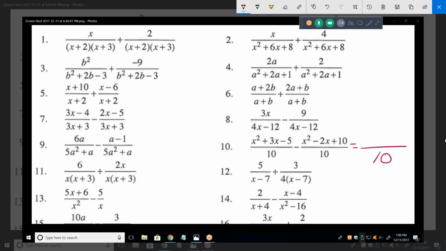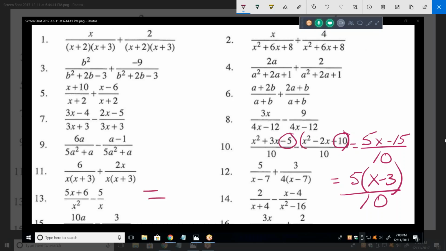They're not looking for you to apply the quadratic formula. But if we operate on the numerator, what do we get? 5x minus 5. Minus 15. In other words, it's minus 5 minus 10. That's minus 15. Now, factor the numerator. So then it's 5 times x minus 3 over 10. Now simplify that. So then it's 1 times x minus 3 over 2? Perfect. That's the answer.